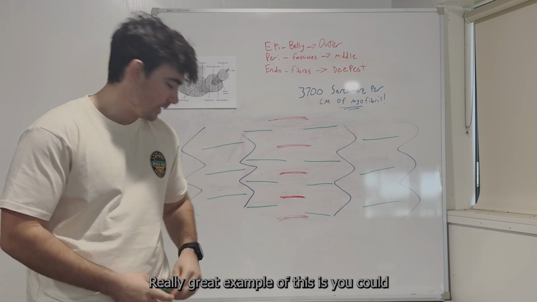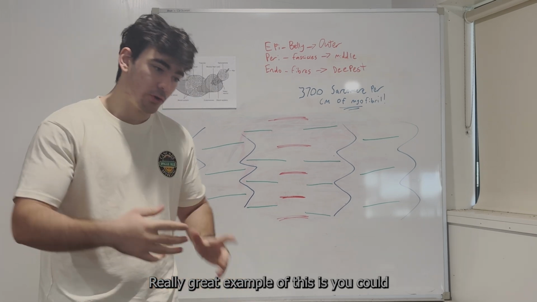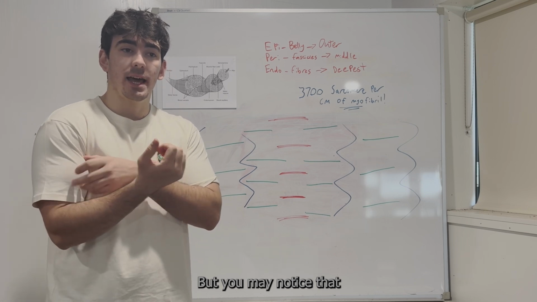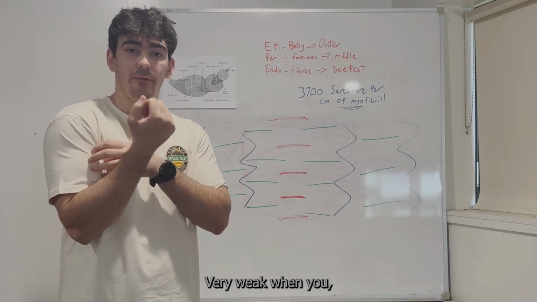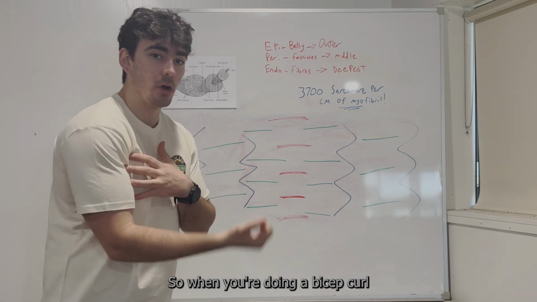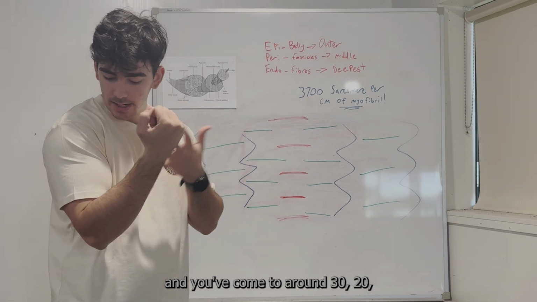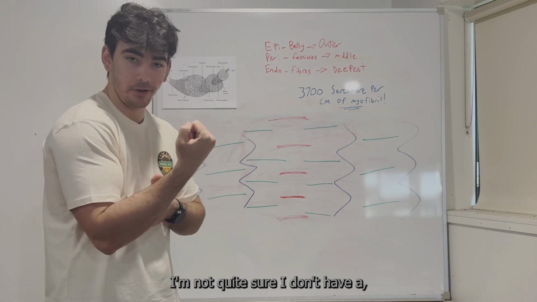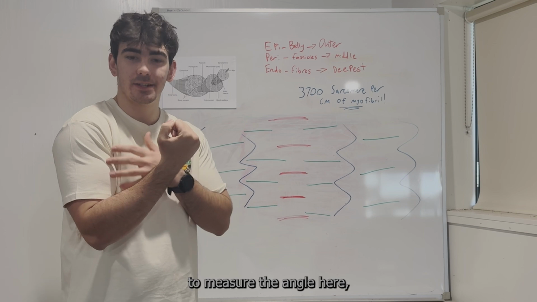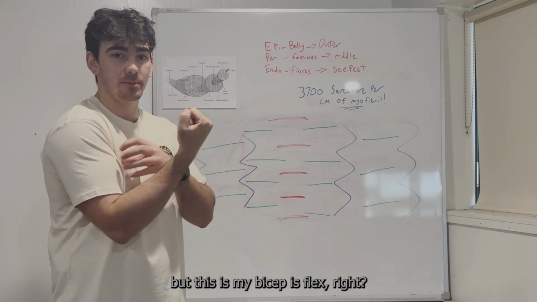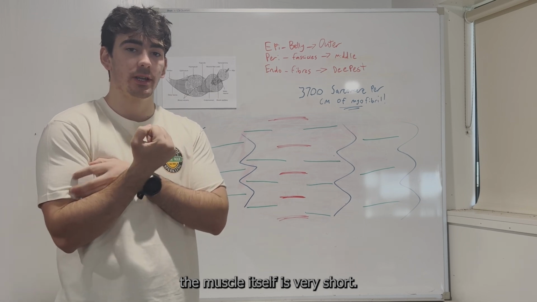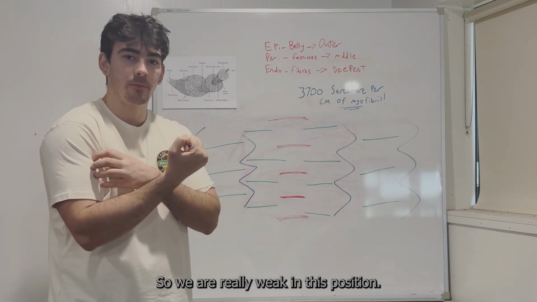A really great example of this is you could probably try this yourself, but you may notice that you are very weak when your muscle is very short. So when you're doing a bicep curl and you've come to around 30, 20, I'm not quite sure. I don't have a protractor to measure the angle here, but my bicep is flexed, right? So the sarcomere, the muscle itself, is very short. So we're really weak in this position, right?